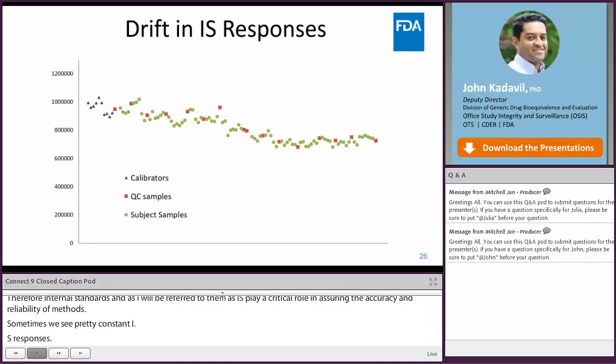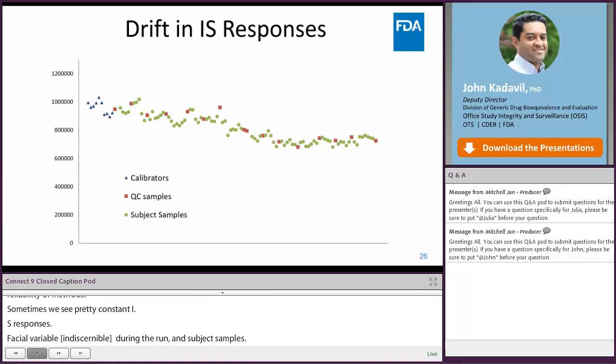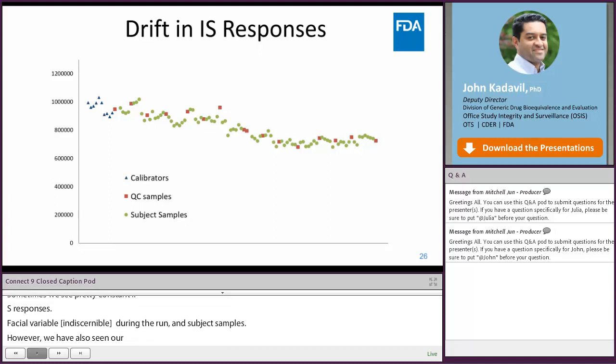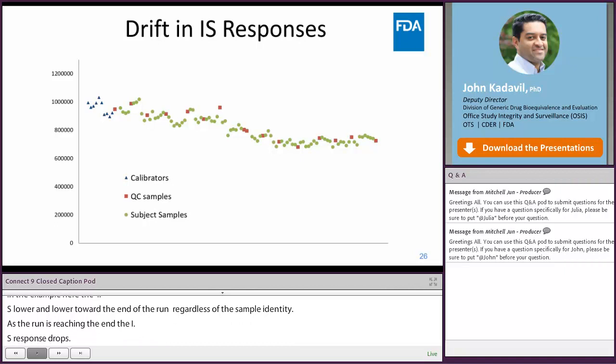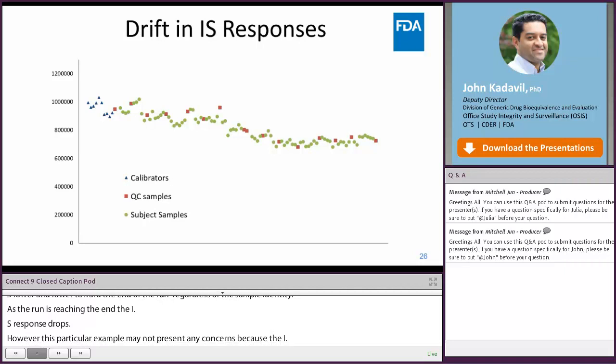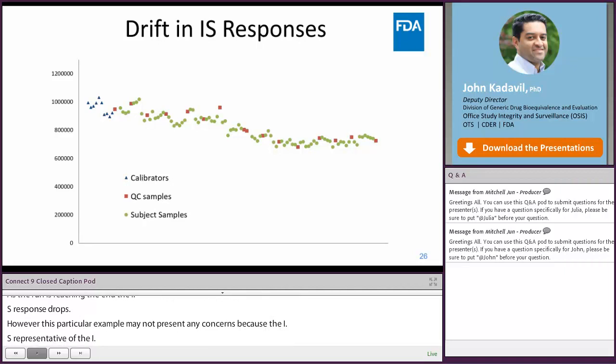However, we've also seen on inspections drifts in the IS responses. In the example shown here, the IS response is clearly trending lower and lower towards the end of the run, regardless of the sample identity. As the run is reaching its end, the IS response drops. However, this particular example may not present any concerns because the IS responses in the QCs are representative of the IS responses in the study samples, or in other words, the QCs are tracking the IS responses in the study samples.